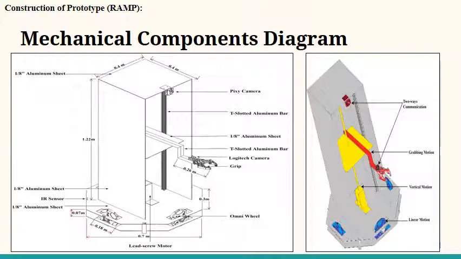The highlighted yellow function is the vertical motion function, which is responsible for the up and down motion of the robot arm, and is composed of a lead screw and aluminum sheet. We use 8-inch aluminum sheet. And the linear mobility function, which is the base of the robot, is composed of an omni wheel and the speed controller.